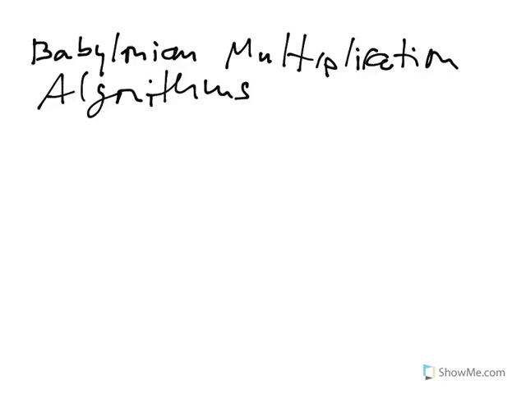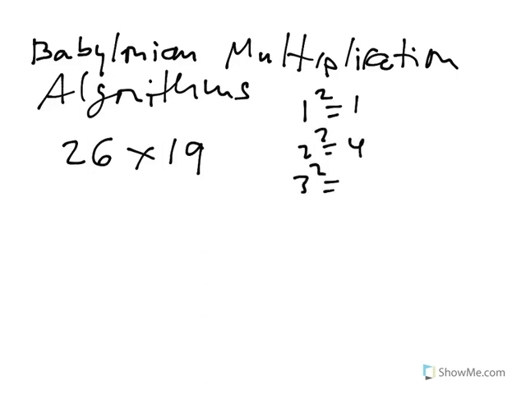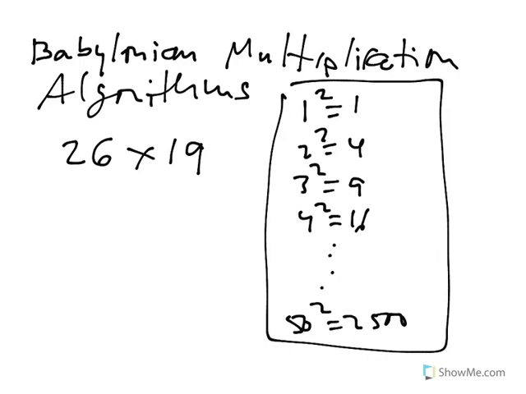Since the Babylonians had a base 60 system, memorizing times tables wasn't so practical, so they invented a method of multiplying two numbers, for instance, 26 times 19, by utilizing something called a table of squares. A table of squares is just a list of numbers and their squares. So suppose you have a table of squares all the way up to 50 squared equals 2,500, and you have that as a reference table.